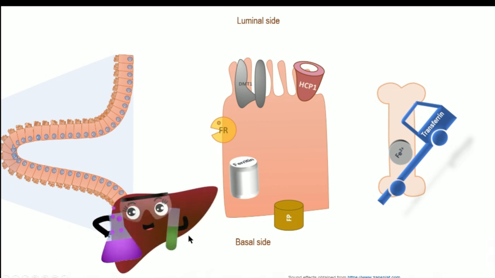Another thing: if there is excessive iron in the body, too much iron, then our worthy liver will send a special protein called hepcidin. This hepcidin will block the ferroportin protein and cause internalization of ferroportin. And now this iron will get stuck in the enterocytes and cannot be absorbed into our body.